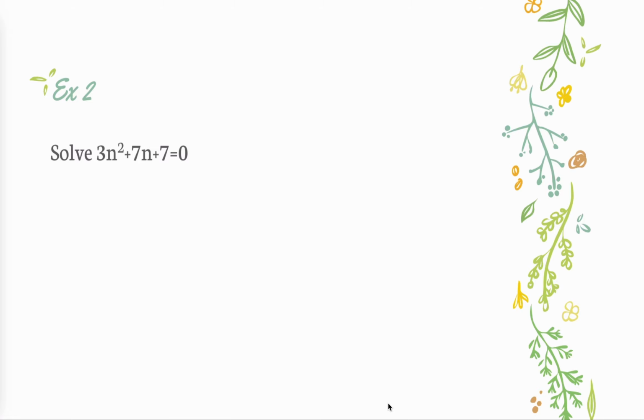So this, I can tell right away, is not going to factor. I'm reasonably sure this is not going to factor. So what I would need to do is either complete the square or use the quadratic formula. Because of this 3 out front, completing the square is going to be a pain as well. So I'm going to go straight to the quadratic formula.